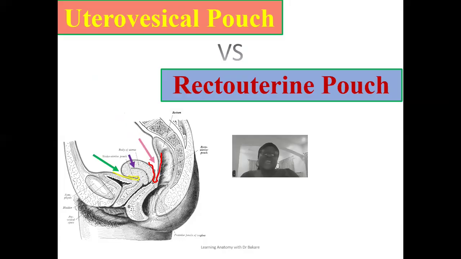The uterovesical pouch and the rectouterine pouch form a superior connection with the peritoneal cavity. If you look at these two pouches in the anterior and the posterior region of the uterus, above the region where they are formed, they are seen to be continuous with the peritoneal cavity. So these are the similarities that the uterovesical pouch and also the rectouterine pouch present.